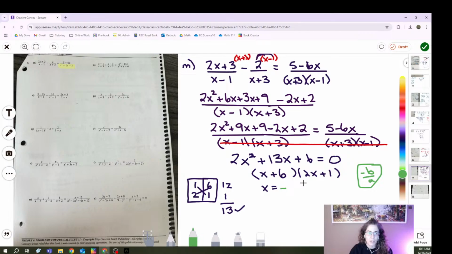Now, it did say check your solution. So what you would have to do is go and plug in each of those x values into the equation and see if the left side equals the right side. That's a lot of work. I don't know if I want to do that. Is there a faster way to do it? Because if I put it into this, they're going to equal 0. It has to go back into the original. I really don't want to do that.